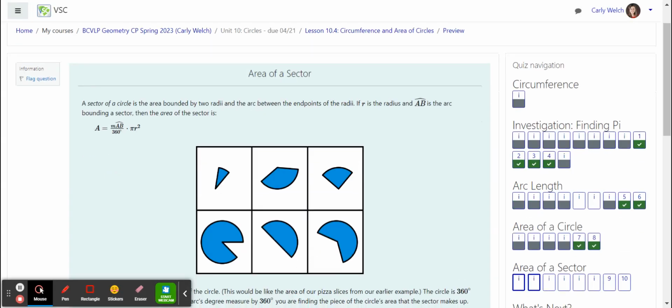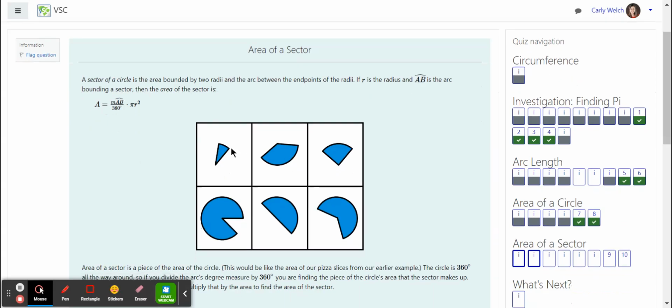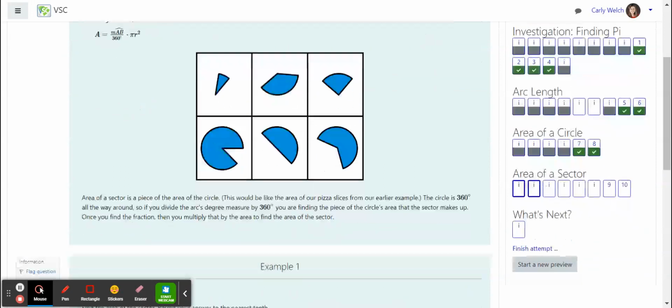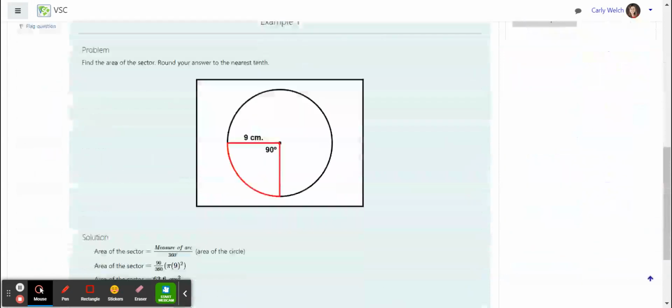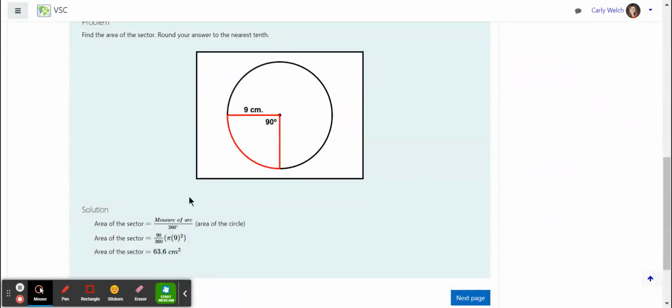All right, so then area of a sector. Here is your formula for area of a sector. So it's similar to the arc length formula, except for this out here is now your area formula instead of circumference. So you have the angle of the sector, measure of the arc, divided by 360, and then times the area of the circle.